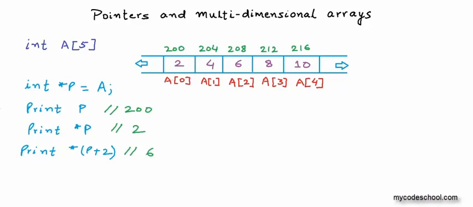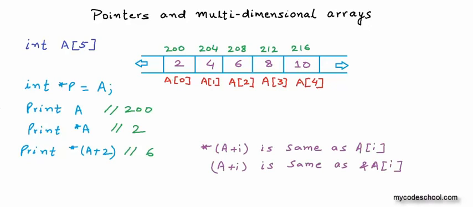Now language gives us this flexibility that we can use the name of the array just like a pointer for all the dereferencing. So instead of doing all of this printing with p, if we would do all of this with A, it will still be the same. In fact, asterisk A plus i is same as A[i]. These are alternate syntax, and A plus i is same as ampersand A[i]. Both will give us the address of the ith element in the array.